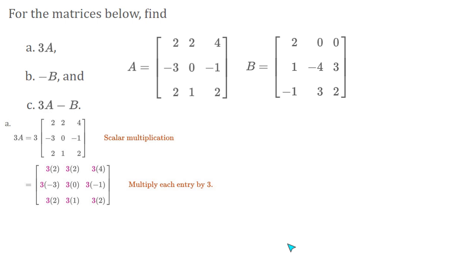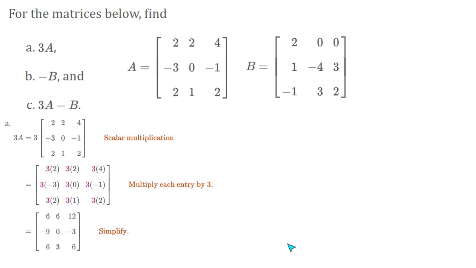So our result or our outcome is our answer simplified. We have 6, 6, 12, negative 9, 0, negative 3, 6, 3, 6. Okay, this is how we multiply a scalar value to our matrix. Okay. All right, how about B?